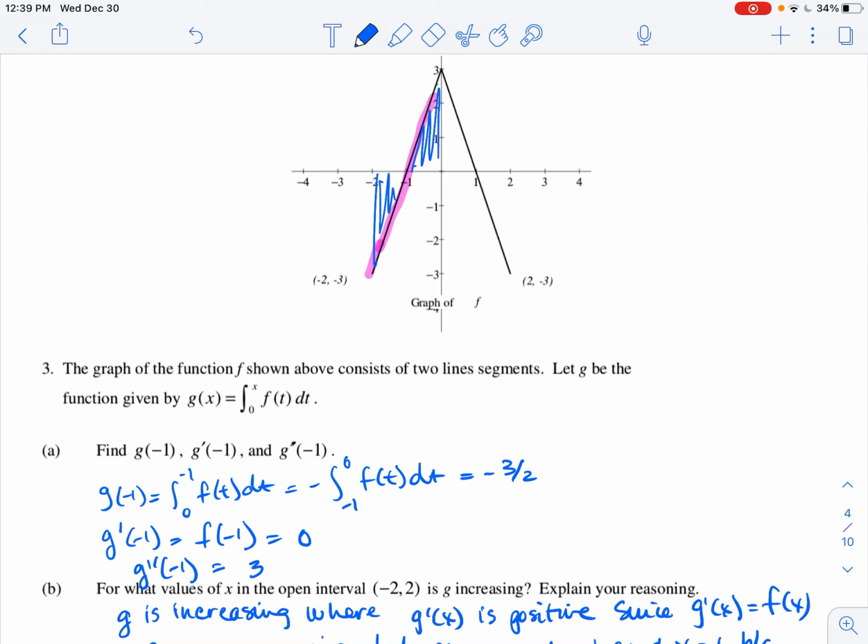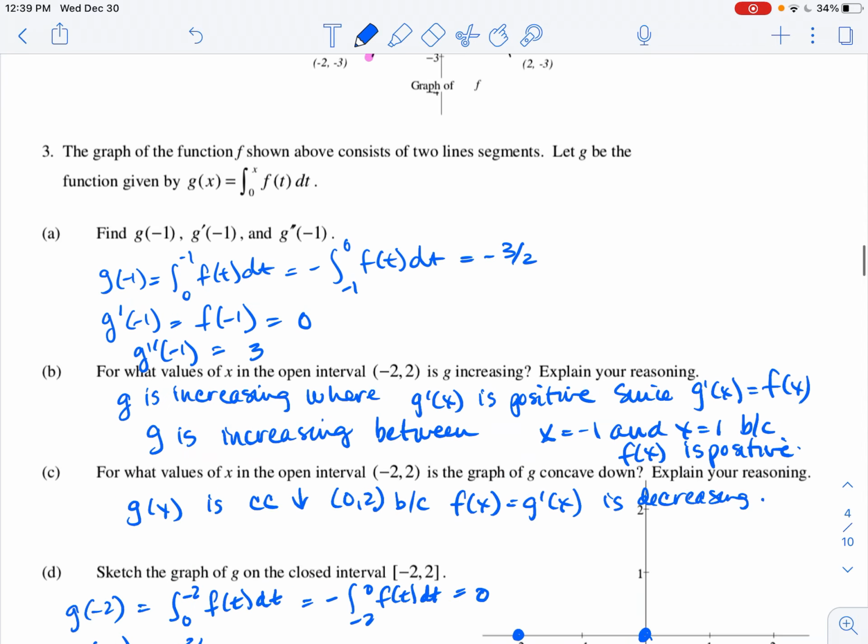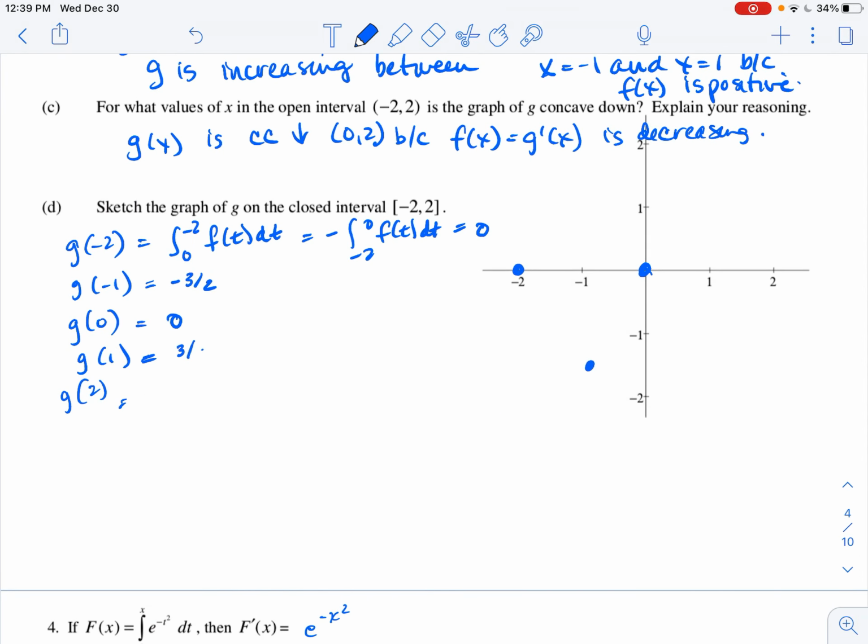g of 1, that would just be 3/2. It's just that small triangle that's above. And so at 1, 3/2. And then g of 2, which is the integral from 0 to 2 of f of t dt.